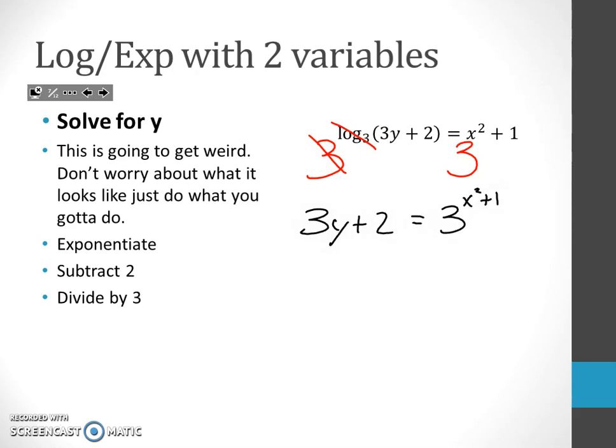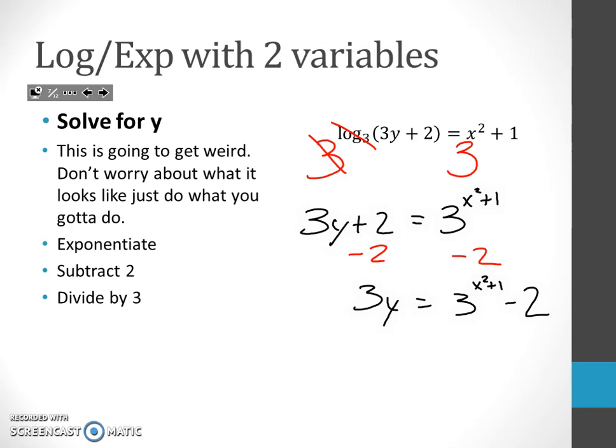Do I need to simplify on the right side? No, don't worry about it. Okay, we're just trying to get y by itself. Next step, to get y by itself, subtract 2. Okay, gives me 3y equals 3 to the x squared plus 1 minus 2. Do I need to simplify on the right? Don't simplify on the right. It's fine. We're just solving for y.